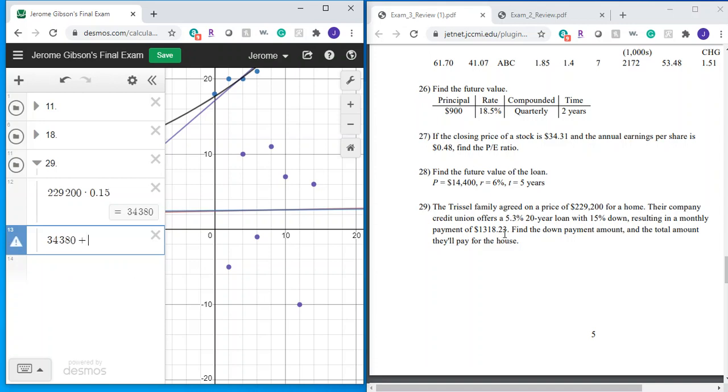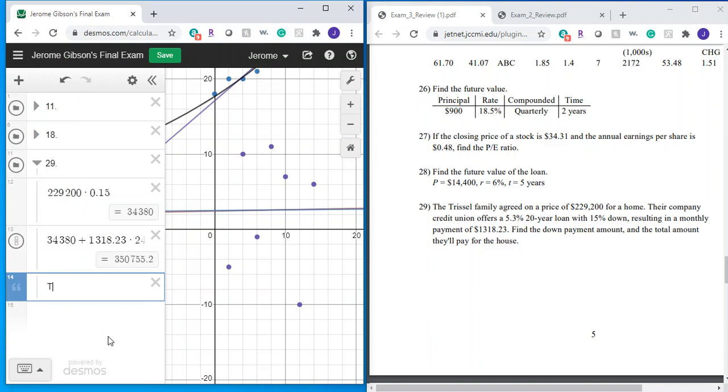It's a 20-year loan, so we'll take the monthly payment, which is $1,318.23, and we'll multiply it by how many months are in 20 years, which is 240. And this is the total amount they'll pay for the house. So you'll press enter, and then you will write out a statement here.